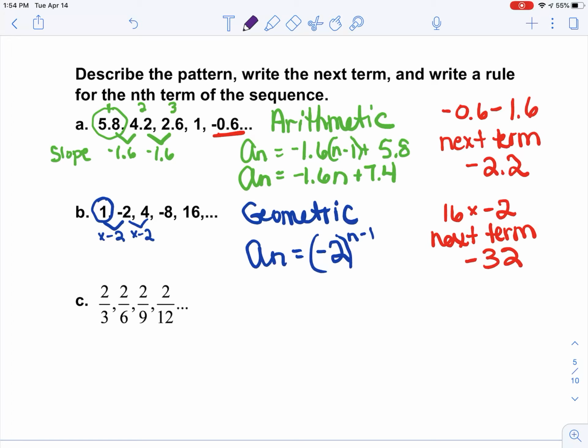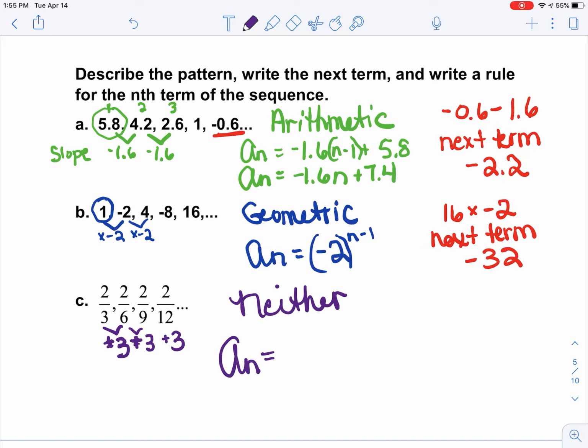Well, I know I'm not adding or subtracting anything because that 2 stays on top. And then what's happening down here? I'm multiplying by 2. Am I multiplying by 2 again? No, I'm not. I'm adding 3. Am I adding 3 again? Yes. Am I adding 3 again? Yes. So I'm adding by 3s on the bottom, and my top stays the same. So this is a neither.